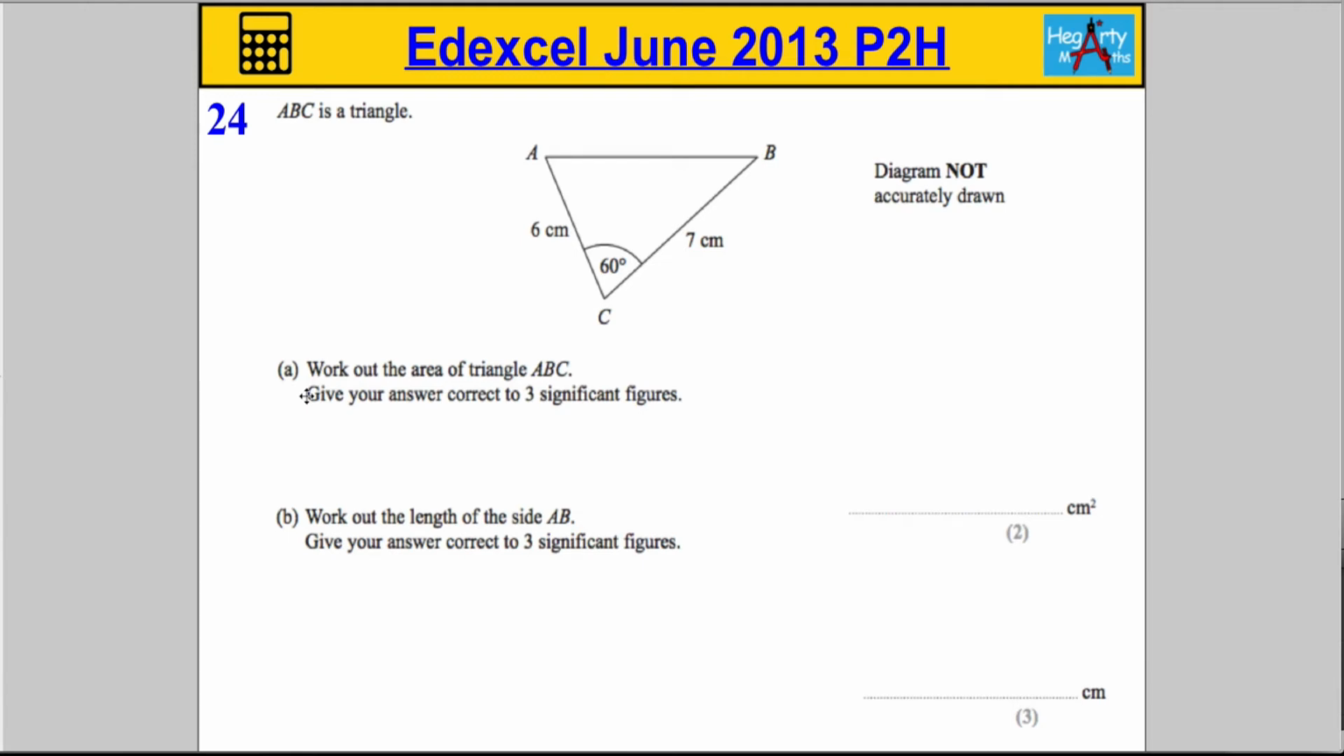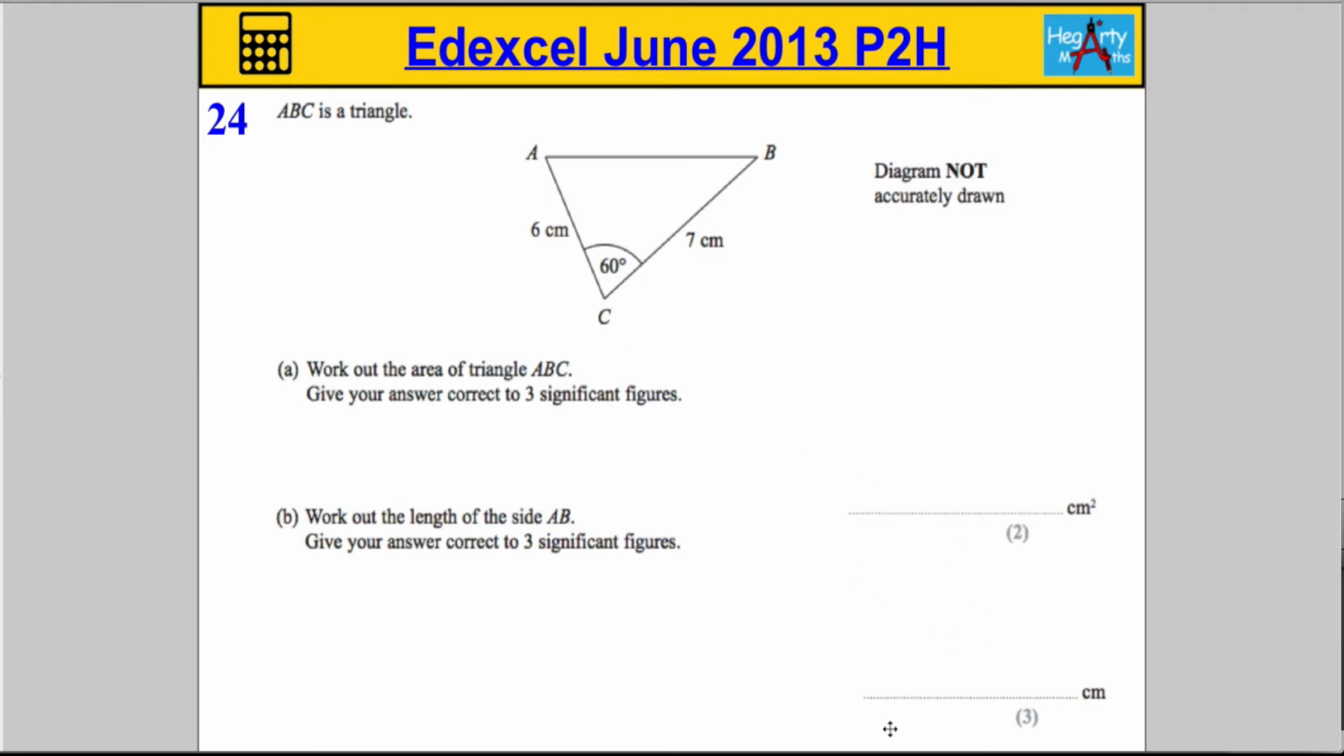Question 24. ABC is a triangle, and in part A we're asked to work out the area of this triangle, giving our answer correct to three significant figures. Now we're right towards the end of the paper here, and we're asked to calculate the area of a triangle, so it's definitely not going to be the base times the height divided by 2.